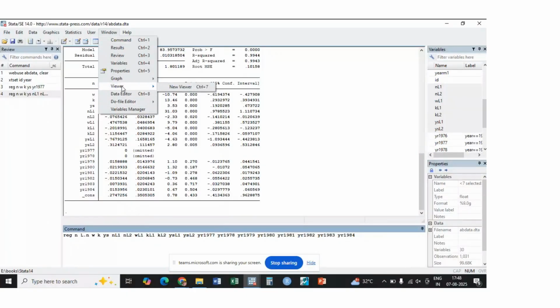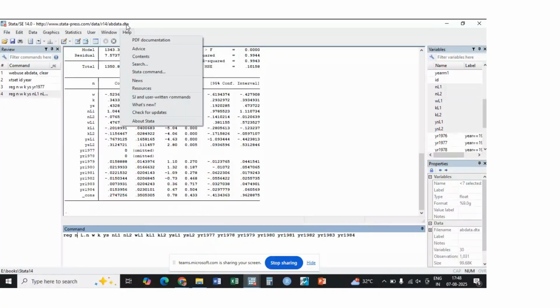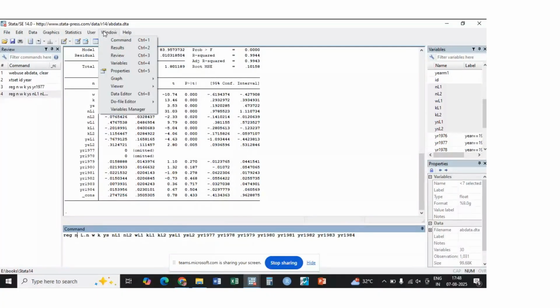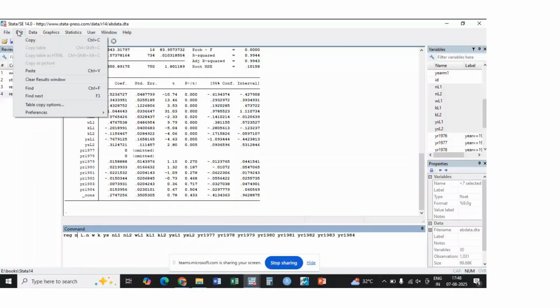Is there a way in which I can zoom it? Anyone knows how to zoom this? We tried yesterday, but, sir, actually, we can.